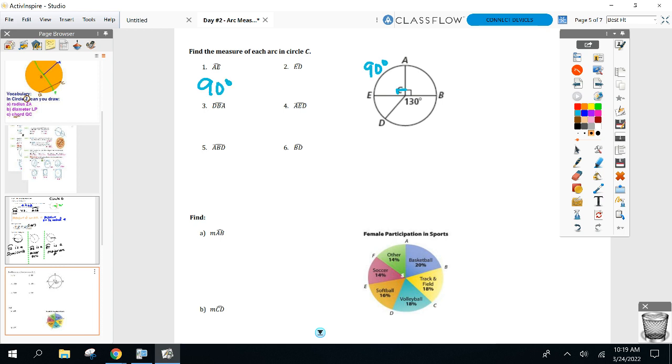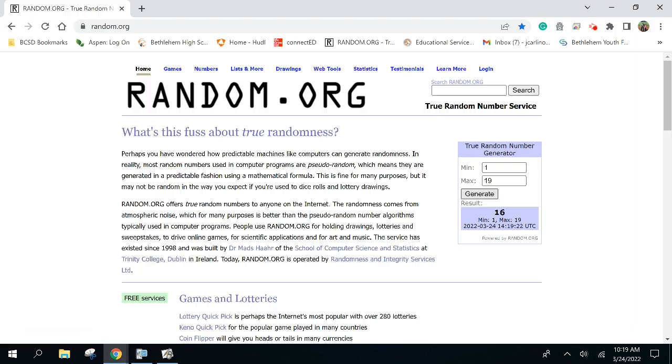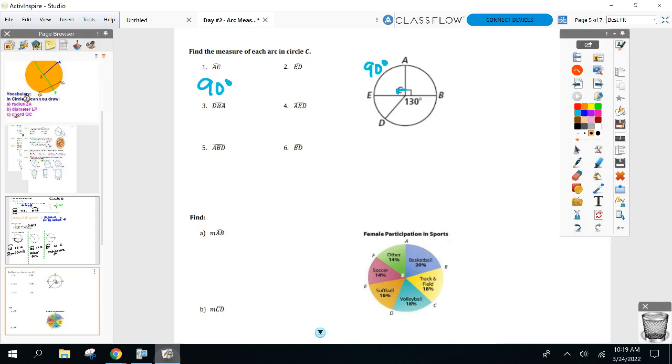All right, ED now. How do I find ED? Well, everyone look at the 130. What's the angle next to 130? 50. They're supplementary. So if that central angle's 50, so is arc ED. You guys have 3, 4, 5, and 6 on your own or with anybody around you. Go ahead.